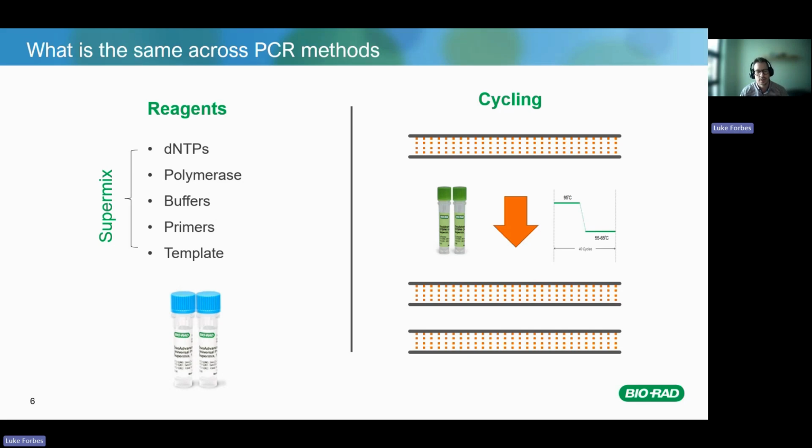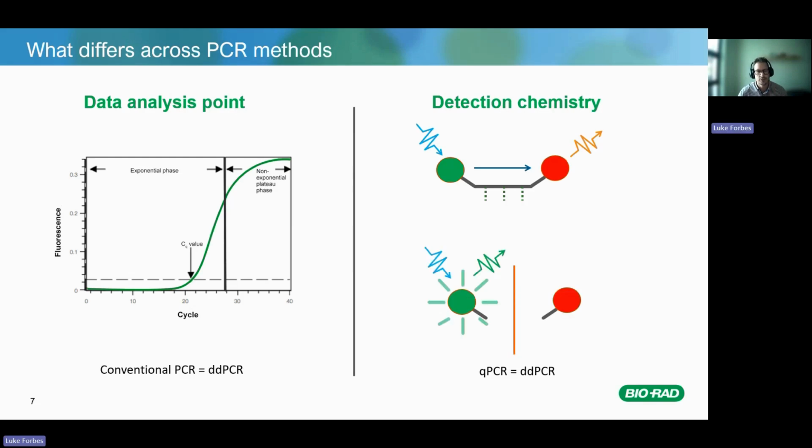CNTPs, it's your polymerase enzyme, it's got buffers, primers, and templates. That all stays the same, and that's your supermix. Obviously, they vary slightly between the different sort of generations. Things like viscosity, enzyme activity can vary, but the basic makeup is the same. And there's the same thermal cycling process that occurs. So all the methods that are discussed, all three methods make use of the same reagents to a degree and the same cycling profile. However, what differs?